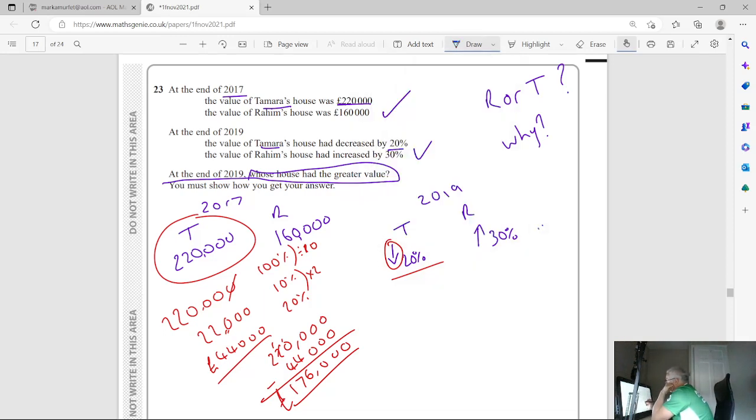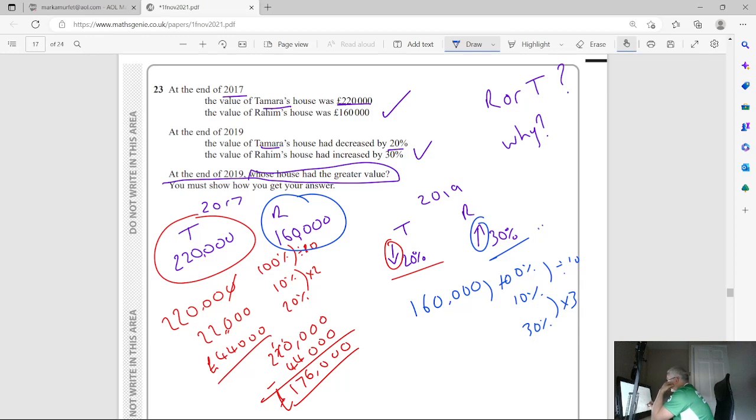Rahim's. Okay. Started off at £160,000. It's gone up by 30%. Well, again, so the 10%, that's 100%. Divide by 10 gives me 10%. Times by 3 is going to give me 30%. So 10%, 16,000. This times by 3. Well, 3 times 16 is 48.